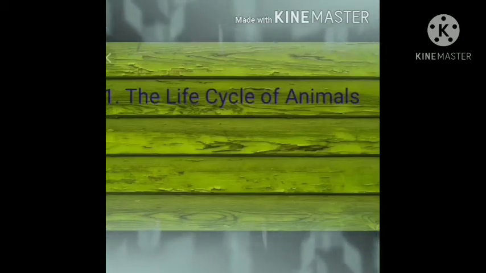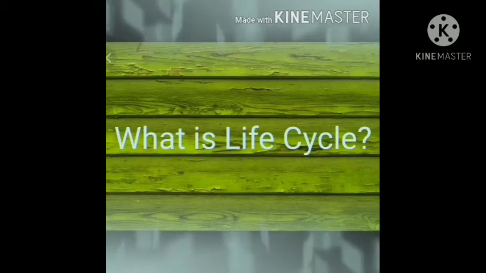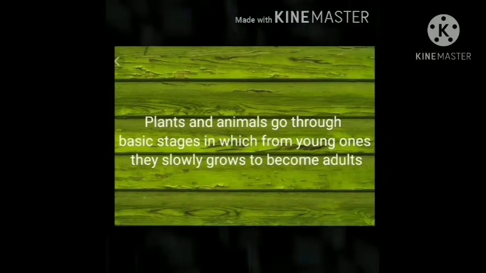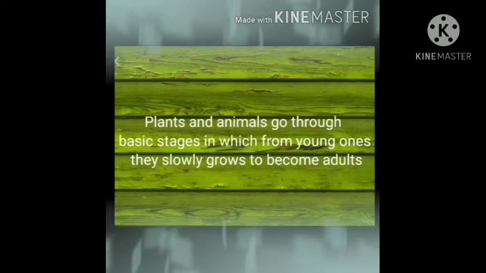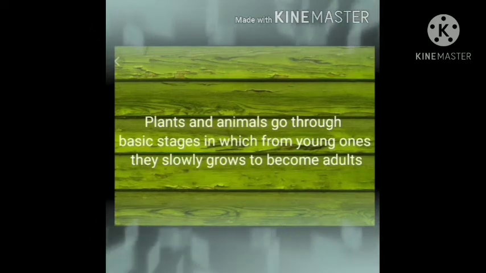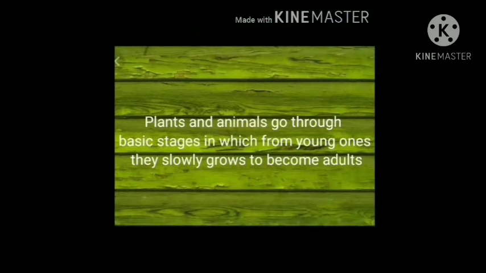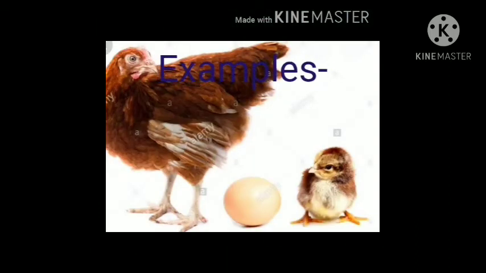Students, our chapter name is Life Cycle of Animals. Do you know what is a life cycle? In this, plant and animal go through basic stages in which from young ones they slowly grow to become adult. Let's take some examples. First, hen.